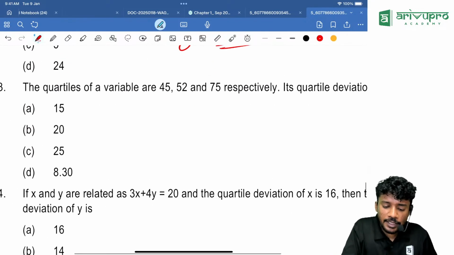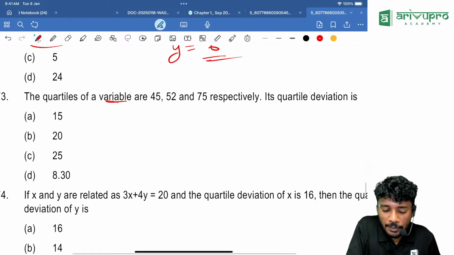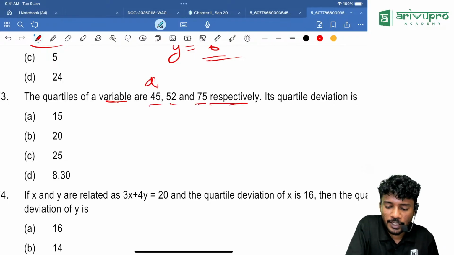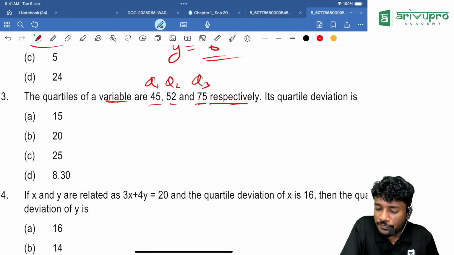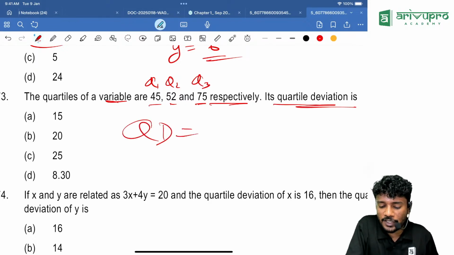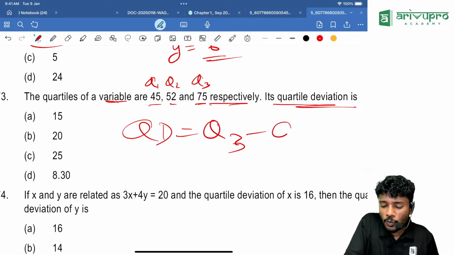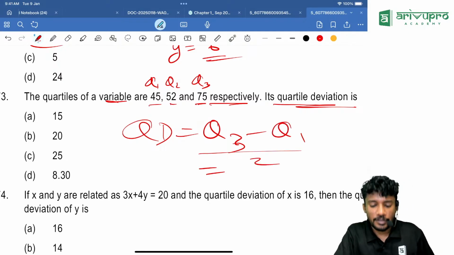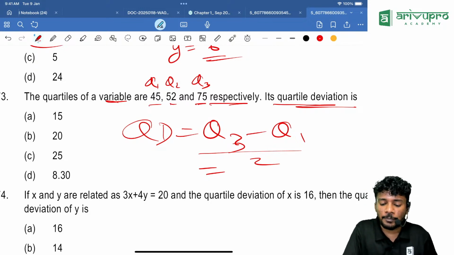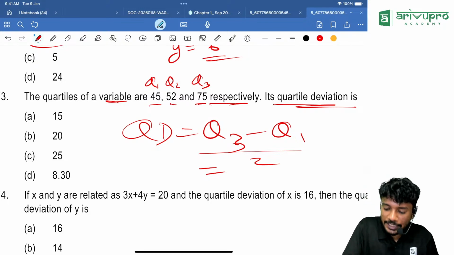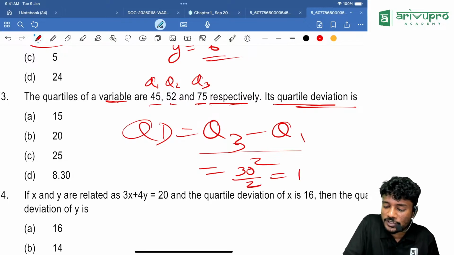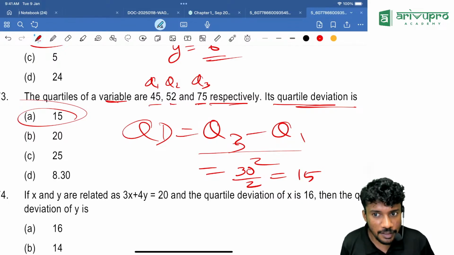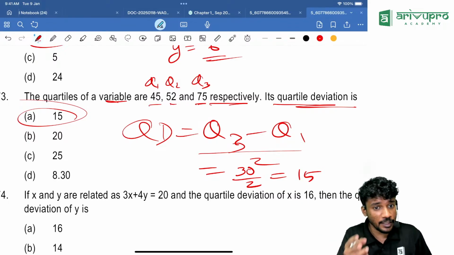The quartiles of the variables are 45, 52 and 75 respectively. These are Q1, Q2 and Q3. Then what is quartile deviation? Q3 minus Q1 divided by 2. Correct? Yes. What is the answer? 75 minus 45, that is 30, divided by 2, which is equal to 15. Option A is our answer. Did you understand that? Anyone is having doubt? No.